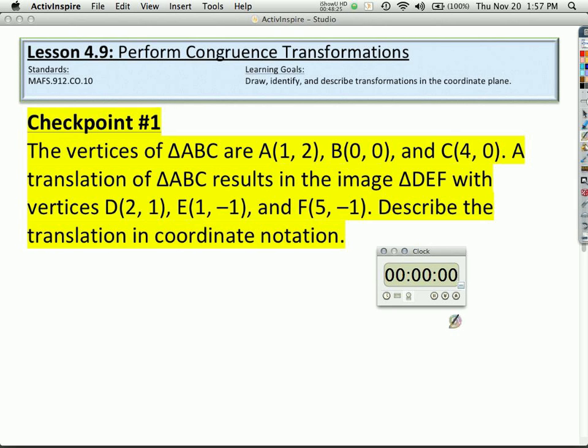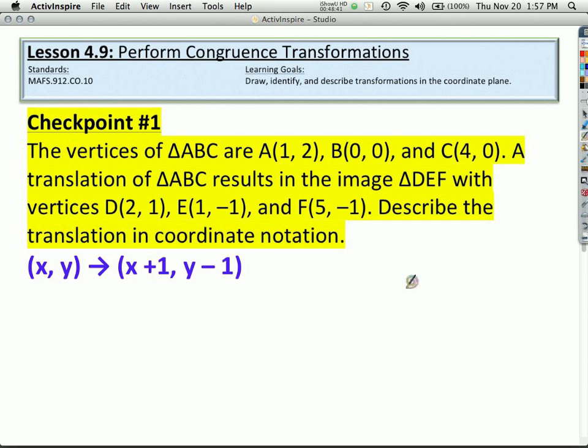Okay, so Kayla, what did your team agree on? X plus 1 and y minus 1. Okay, Extol, what did your team agree on? So the coordinate notation is x plus 1, y minus 1. Any questions on how we accomplish that? So I only asked 2 teams. Give me a thumbs up if you and your teammates got it right. Good, that's what I thought.